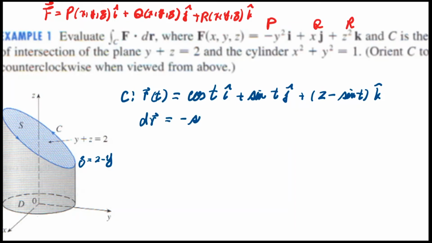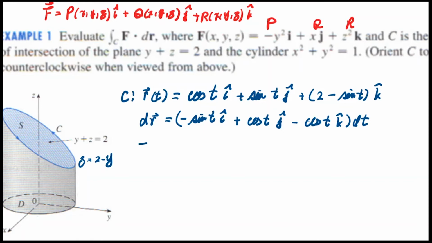So we have negative sine t i vector plus cosine t j vector, and then minus cosine t. That's not z, that's 2. That looks like 2. k vector times dt. So far with me? Now, before I take a dot product, I think I want to convert f in terms of these things, which is x, y, and z. Okay?